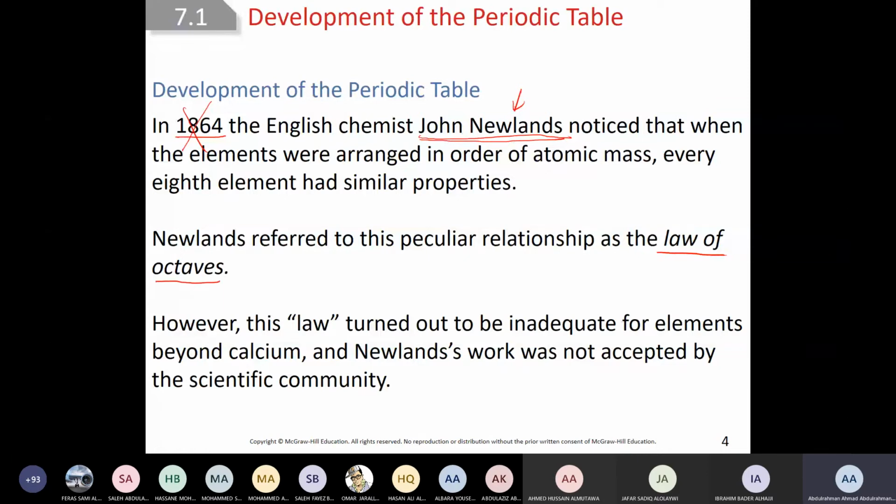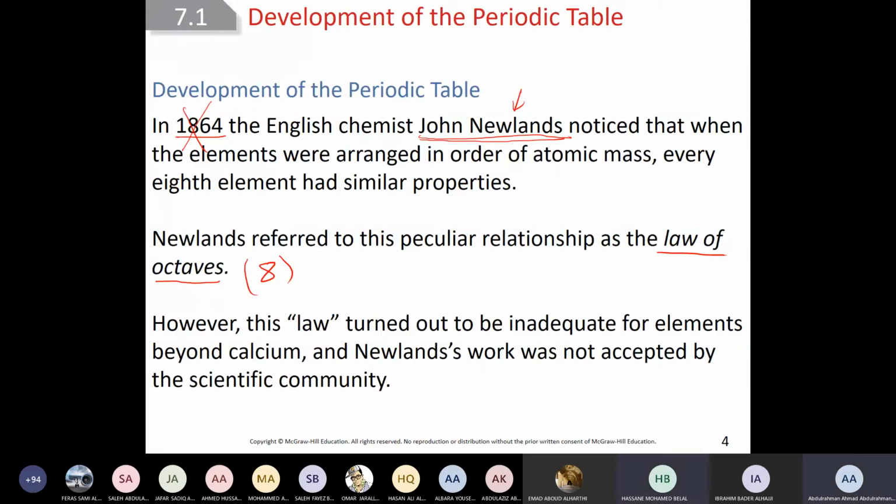What does octave mean? Eight. Exactly. A rule of 8. He found that after the 8th element, things become similar to each other. That's all what I wanted to know about Newland. What's the law of Newland? Law of octave. What does that mean? The 8th element is similar to the first one. Clear? I hope clear.